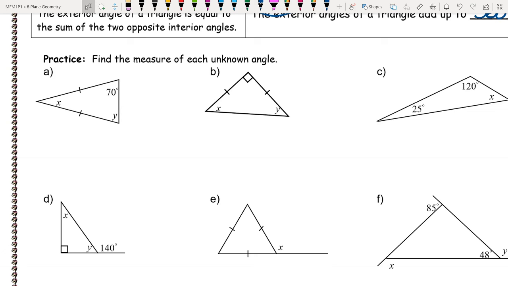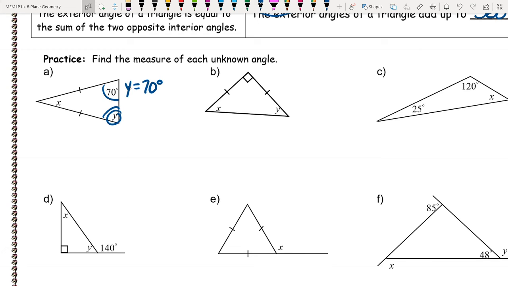For question A, I see I have a triangle. What kind of triangle? I have an isosceles triangle. Now, what do I know about isosceles triangles? I know that the base angles of an isosceles triangle are the same. That means that these two angles are the base. This angle y is going to be equal to the other base angle, which is 70 degrees. So y is equal to 70 degrees.